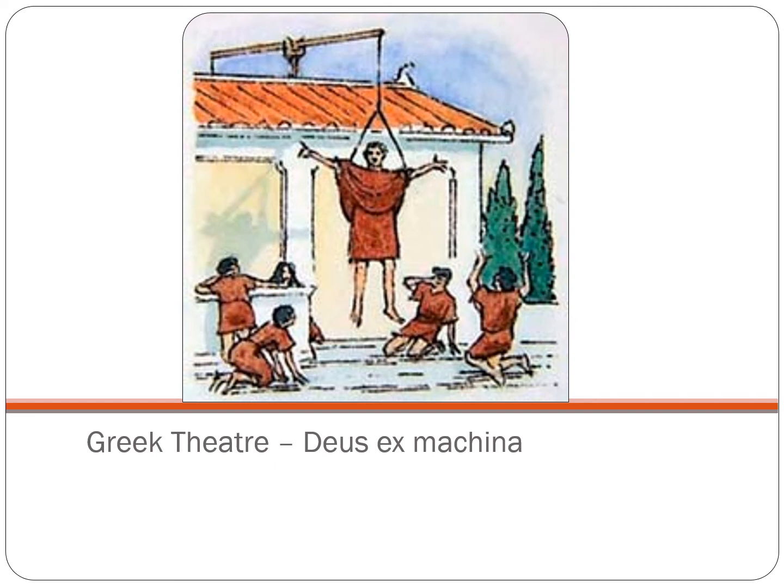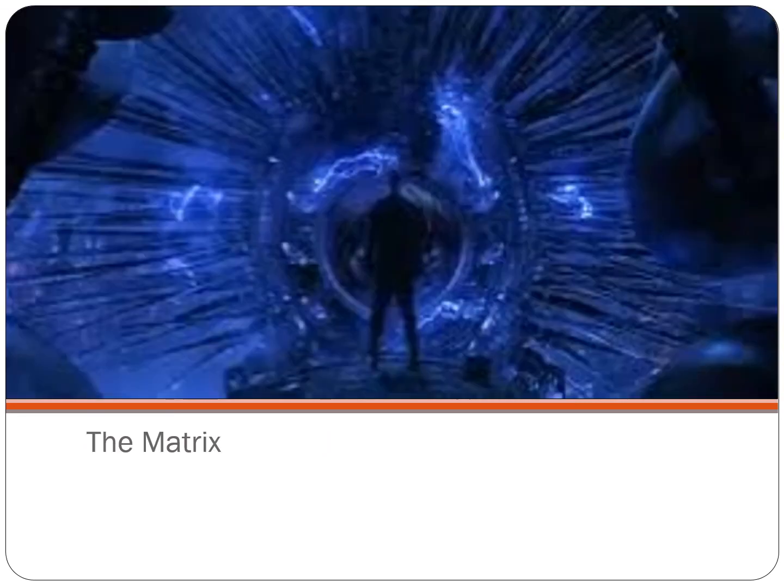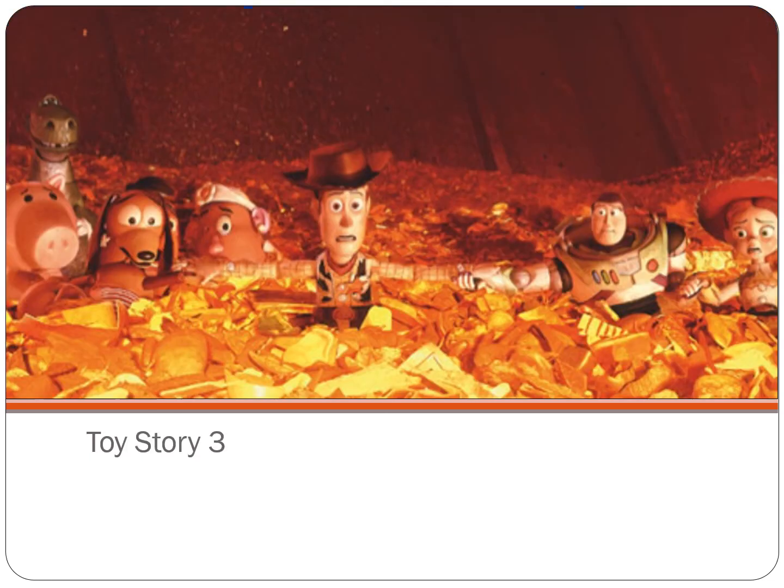This is an example of the Deus ex machina in a Greek theater, where a Greek god supposedly comes down from the heavens to solve everyone's problems. An example of Deus ex machina in contemporary movies or stories is The Matrix. And also Toy Story 3, when they're about to go to the furnace and a literal crane grabs them before they can fall down the furnace.